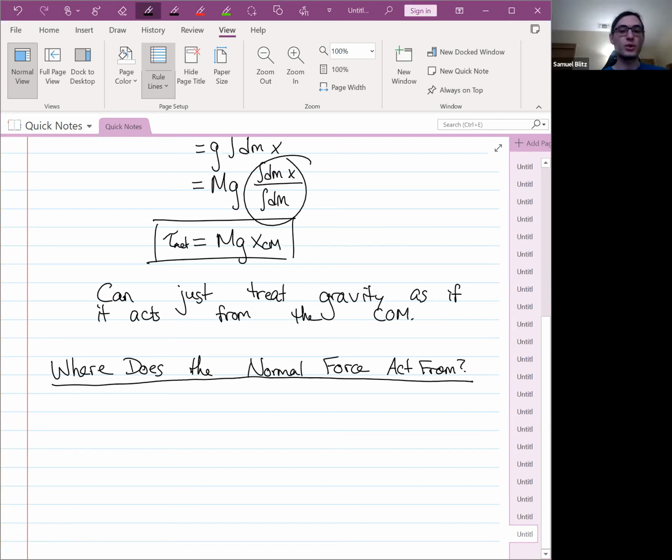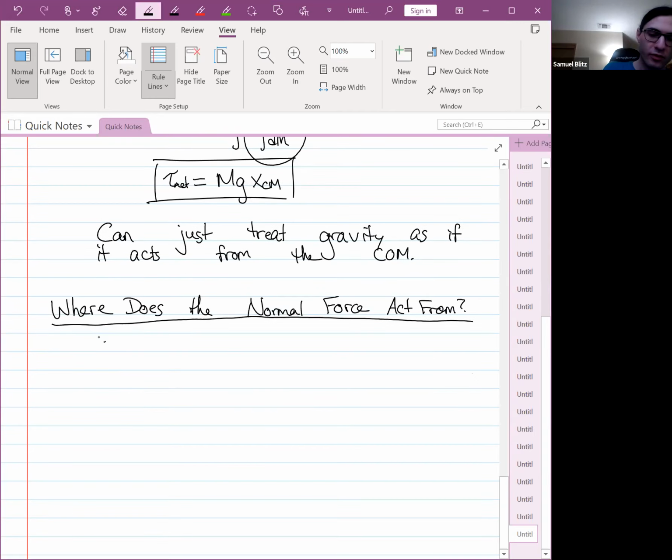So we can use that to at least figure out what the normal force is doing while it is acting on a static object, and just static object meaning an object in static equilibrium, we can figure out where the normal force acts. And that's what we're going to do.